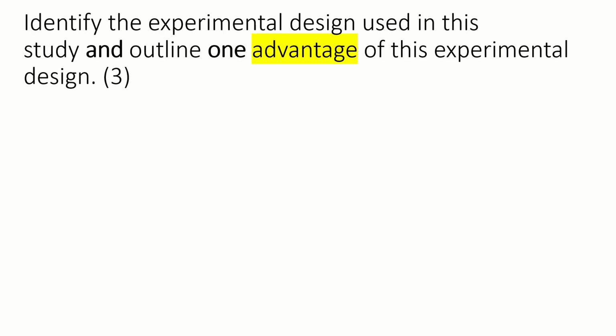So the first question, identify the experimental design used in this study and outline one advantage of this experimental design. So 1 mark for the experimental design and 2 marks for the advantage. And you don't need to contextualise because whilst they've asked for the experimental design used in this study, they haven't asked you to outline one advantage of this experimental design in this study. So therefore, you do not need to contextualise.